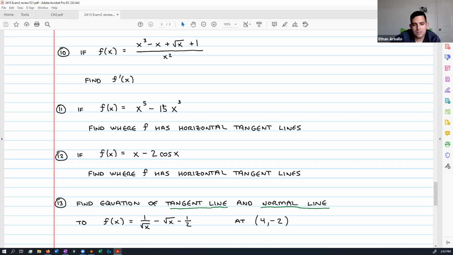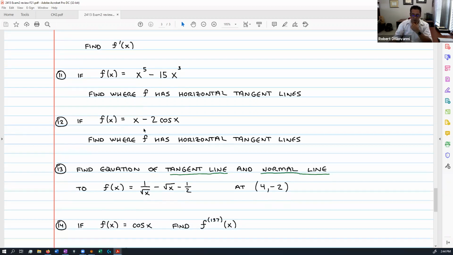The derivative represents the slope of the tangent line. That's what it represents, right? The slope of the tangent line. So if I'm asking you where the tangent line is horizontal, I'm asking you where the derivative is 0. So just simply take the derivative of this function, set it equal to 0 and solve.